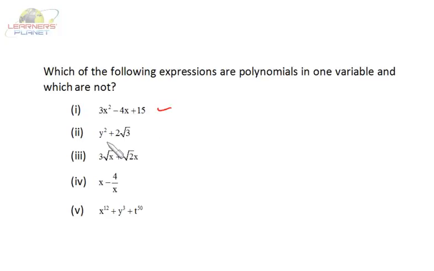Here we see it's a polynomial in one variable once again, since there is only one variable y. Here it's not at all a polynomial because x has the power of half, that is, it is root x over here, and if it is a root x, then it cannot be called a polynomial, since the variable should carry non-negative integral powers. So it is not a polynomial.